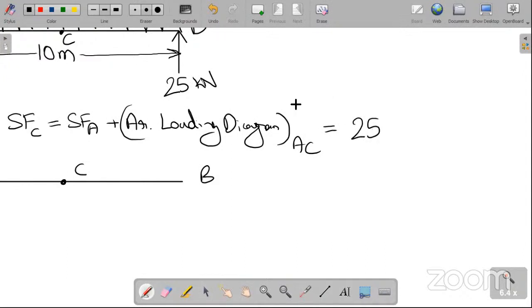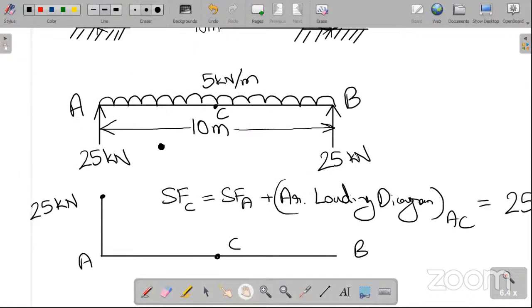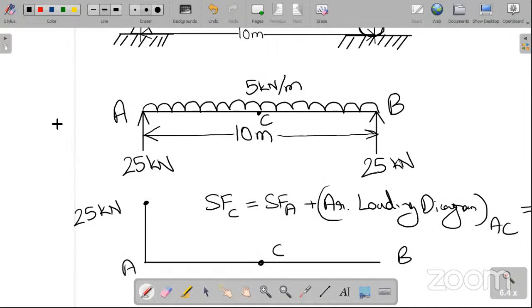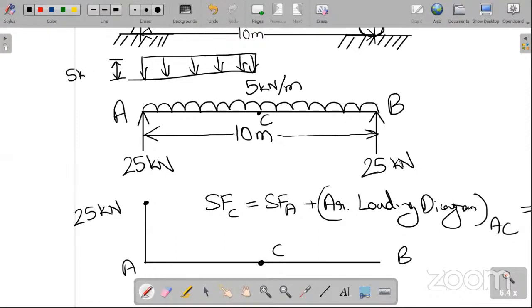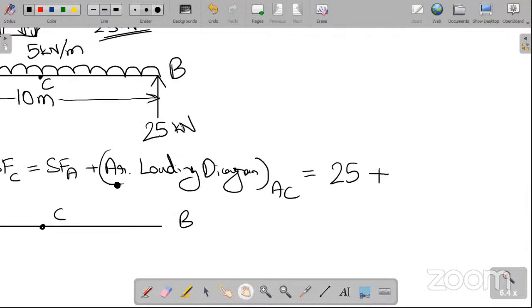Okay, because it is upward, so we are taking it as positive, plus area of loading diagram. What is the area of loading diagram? Can anyone tell me? See, loading is like this, from A to C. The height of this loading is 5 kilonewton per meter. The length of this loading is 5 meter. So 5 into 5 is 25 kilonewton. So 25 kilonewton is the loading from A to C.